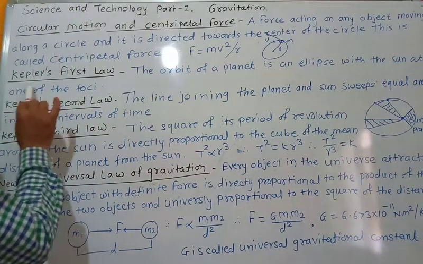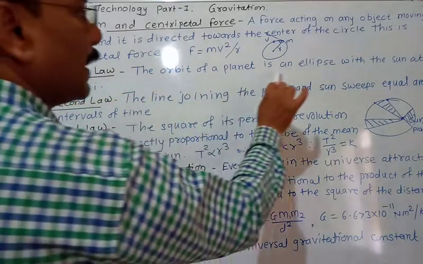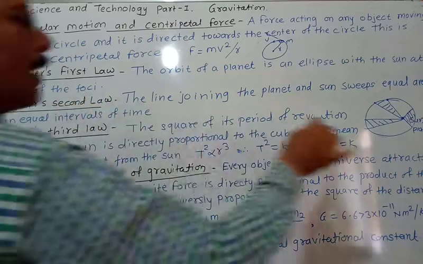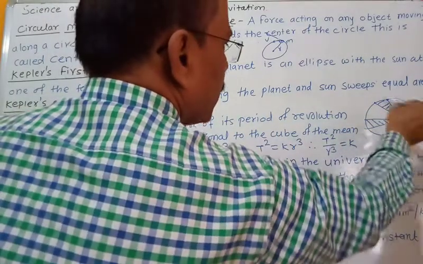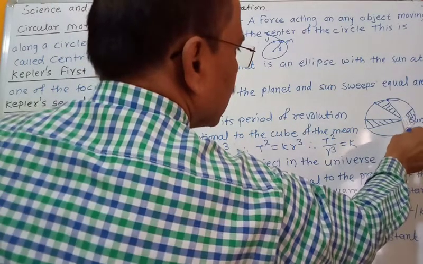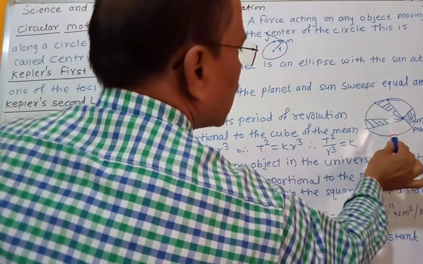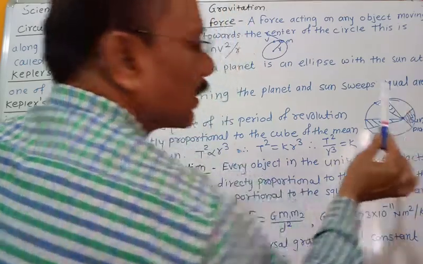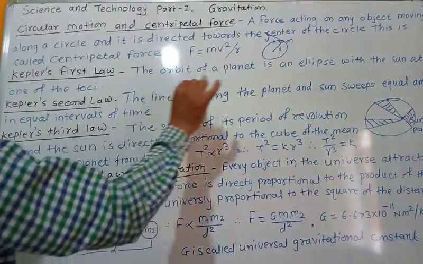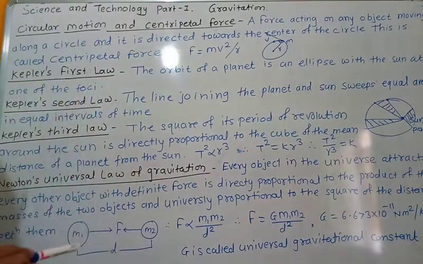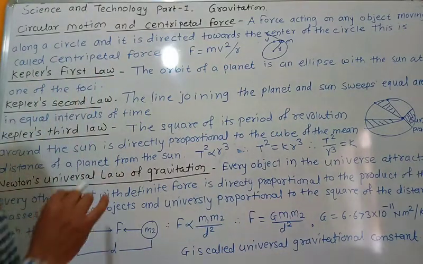That is Kepler's first law: the orbit of a planet is an ellipse with the sun at one of the foci. That is the elliptical orbit, and the sun is at one of the two foci. The orbit of the planet is an ellipse with the sun at one of the foci. This is the first law of Kepler.